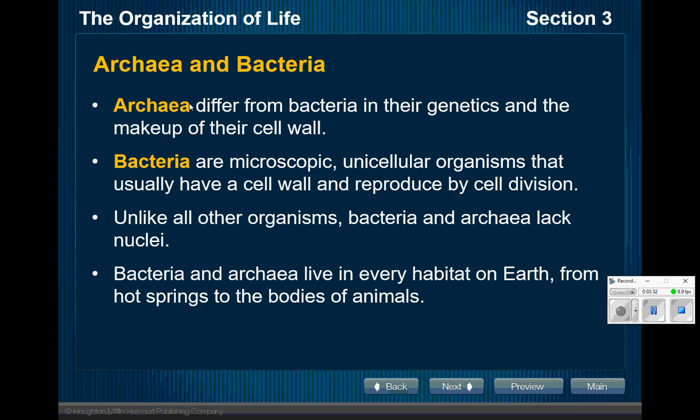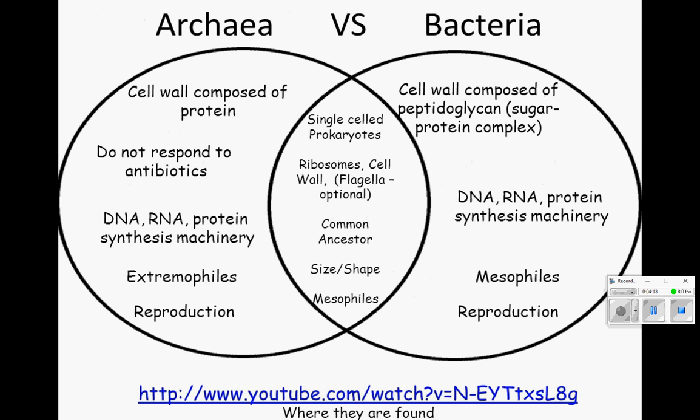So the first two are archaea and bacteria. Archaea is bacteria, but it's a different kind. They differ in their genetics. They're, in a manner of speaking, simpler, and the makeup of their cell wall, what their cell wall is actually made of. Bacteria are microscopic. They're unicellular organisms that usually have a cell wall and reproduce by cell division or binary fission. Unlike all other organisms, bacteria and archaea lack a nucleus. Bacteria and archaea live in every habitat on Earth. I mean, every surface on Earth, including our bodies.